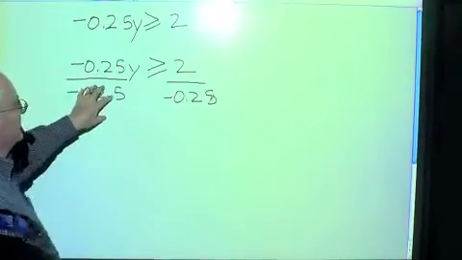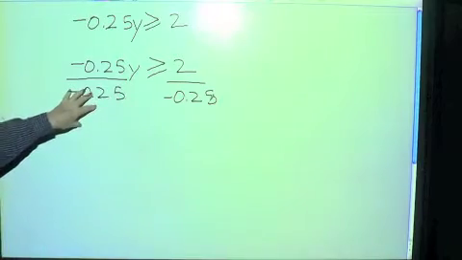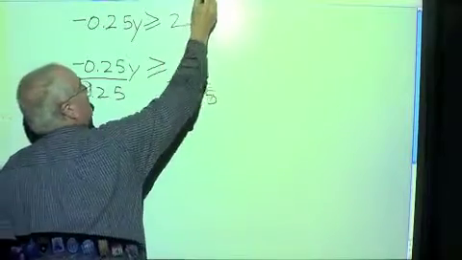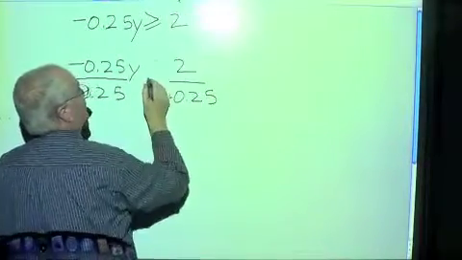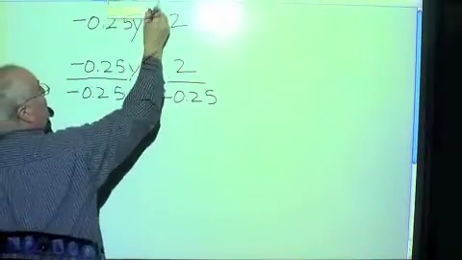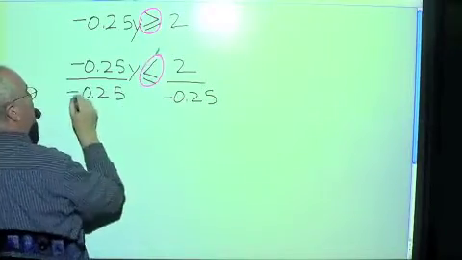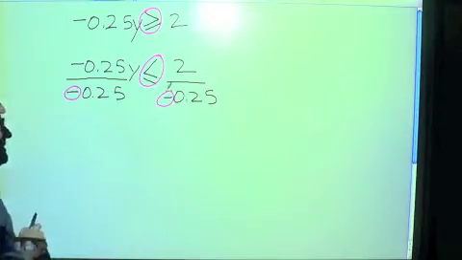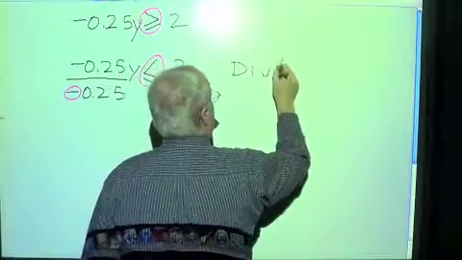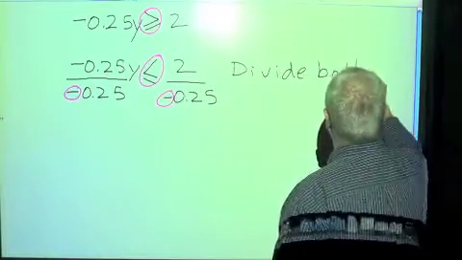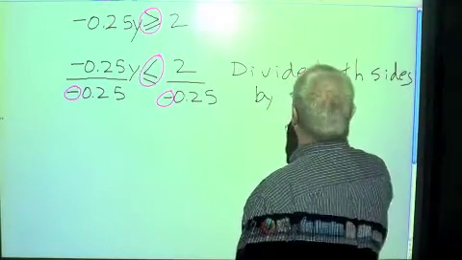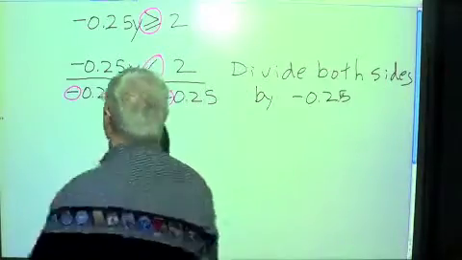Now, when we divide by negative, the division property of inequality says if we divide by a negative, we have to flip this around. So what we've got to actually do is change this to less than or equal to. We've got this symbol here changes to this because we have divided both sides by a negative. Remember that. Divide both sides by negative 25 hundredths.